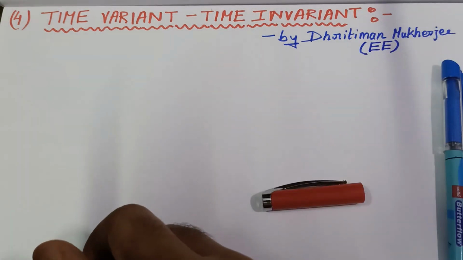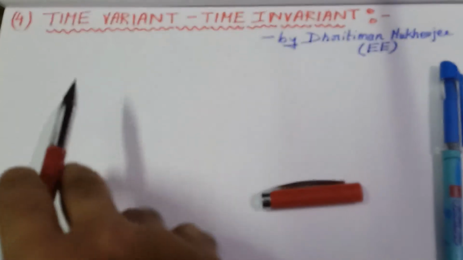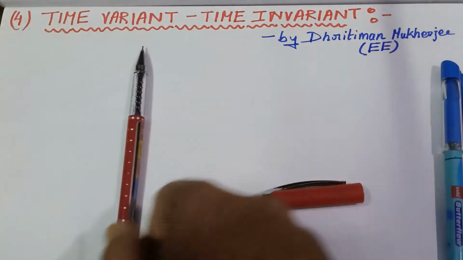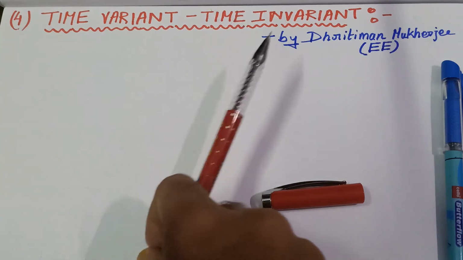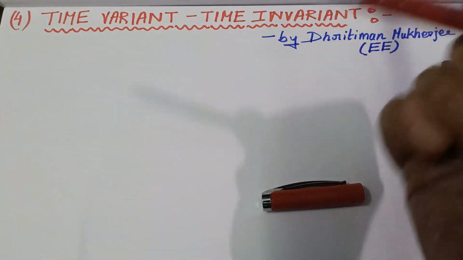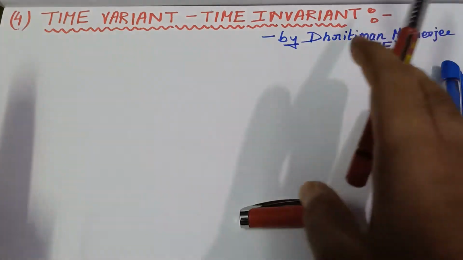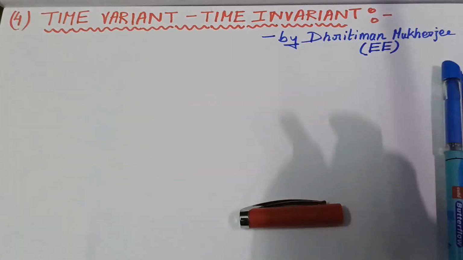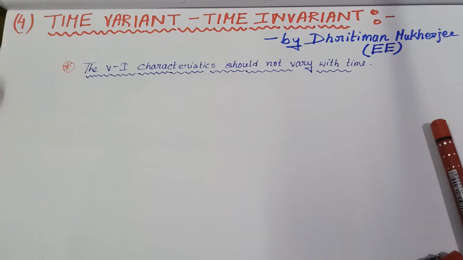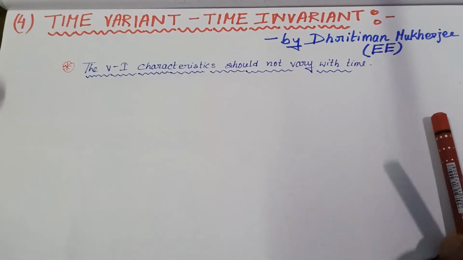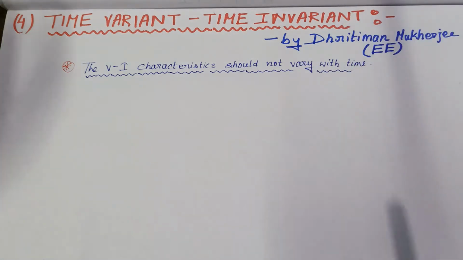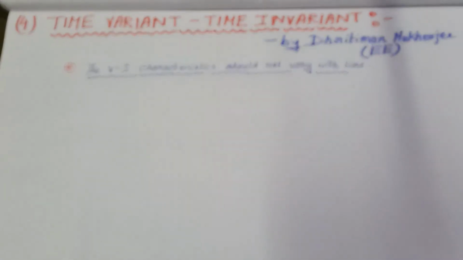invariant? Remember one thing, if an element is time invariant, which means it doesn't vary with time, it means the VI characteristics of that element should be independent of time, okay? Or you may say that the VI characteristics equation should not be the function of time, okay? So the VI characteristic should not vary with time. So I am showing an example.